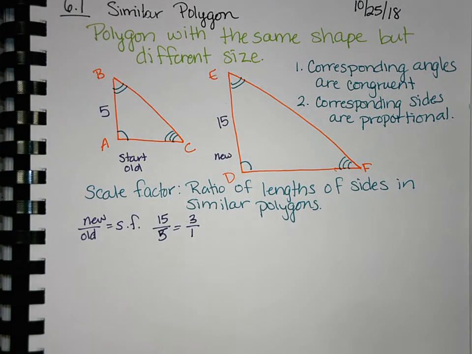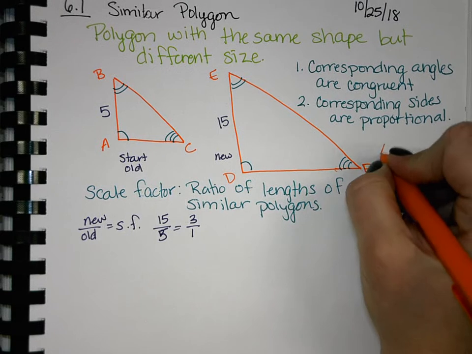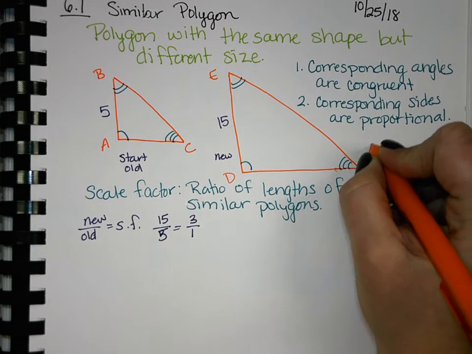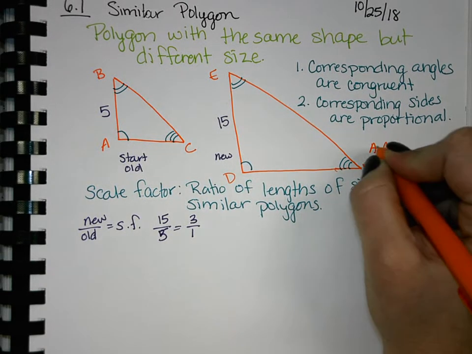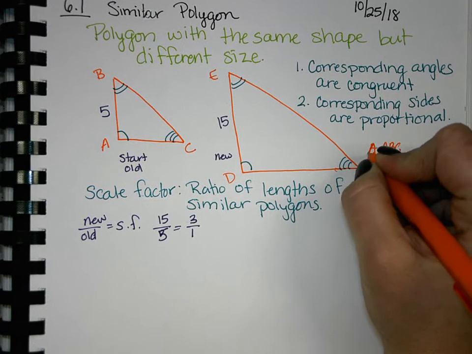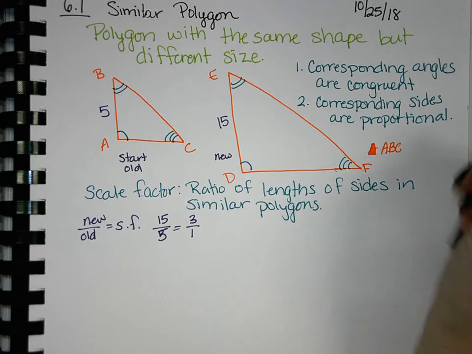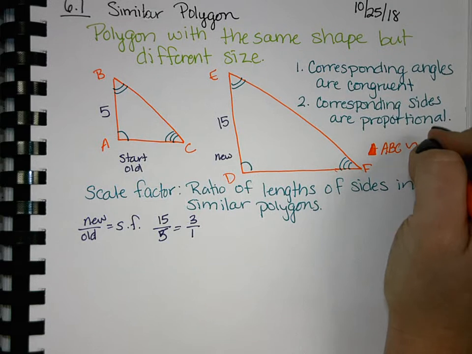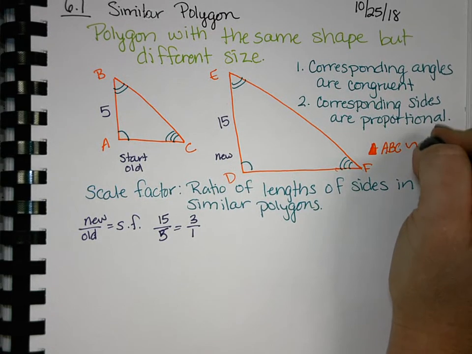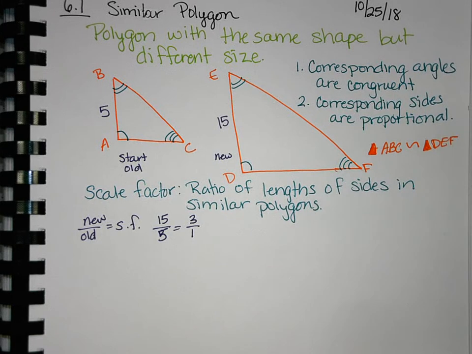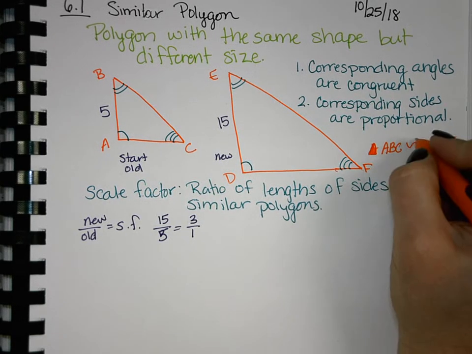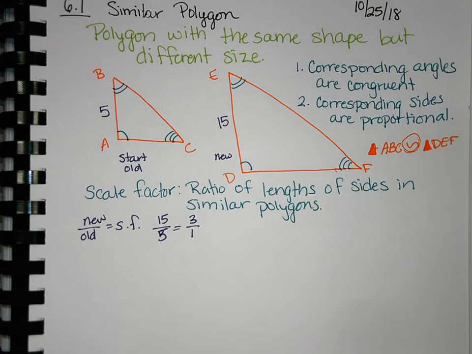The last thing I want to do right here is go over the notation. So triangle ABC is similar to triangle DEF. This symbol right here is the symbol for similar. So when you see that, it means that they're similar. It's a lot like the congruence, but without the equal sign.